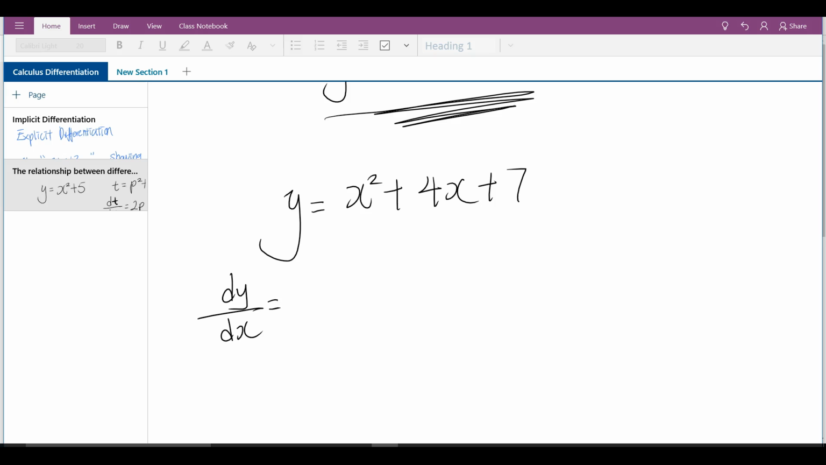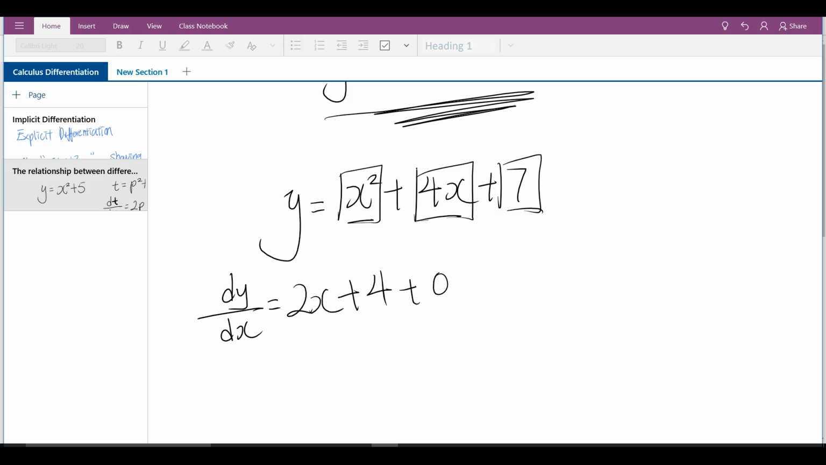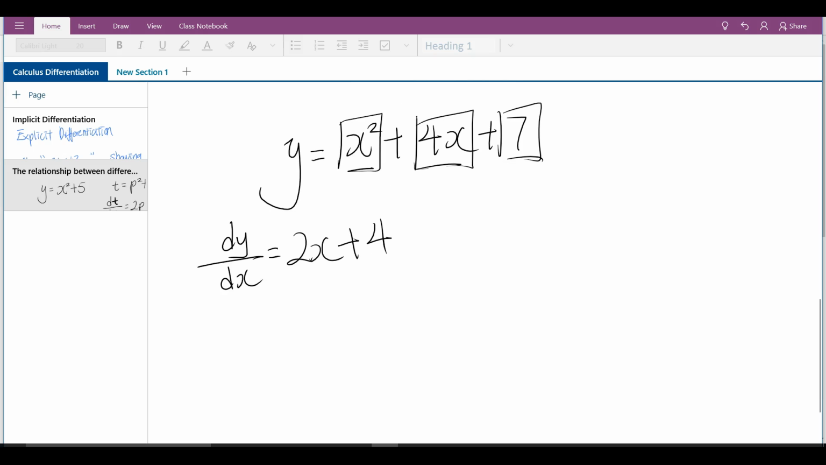What are you doing? You're differentiating each of them separately. You do this one first, then plus this one, and then plus this one. So you get 2x plus 4, and then supposed to be plus 0 right there, and we just don't write it out. Because they are separated by addition or subtraction, you can differentiate each of them individually with respect to x. And that's what you do.